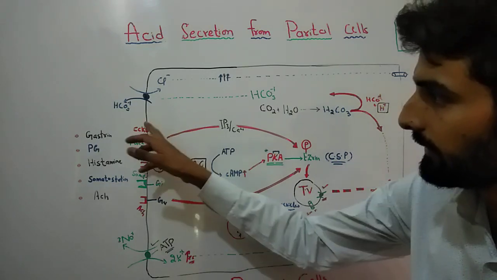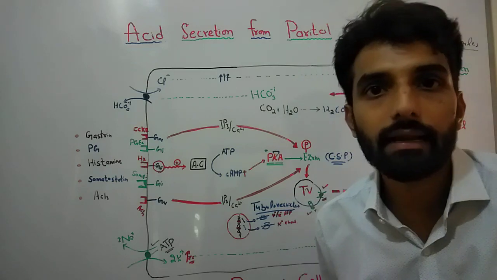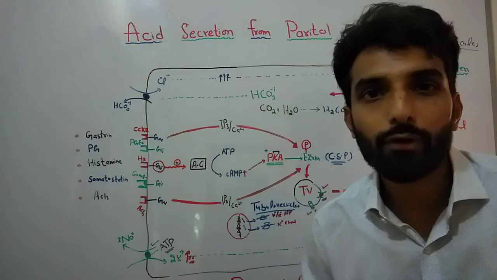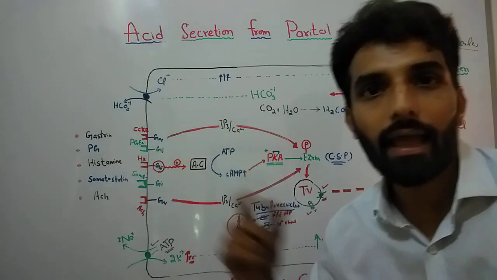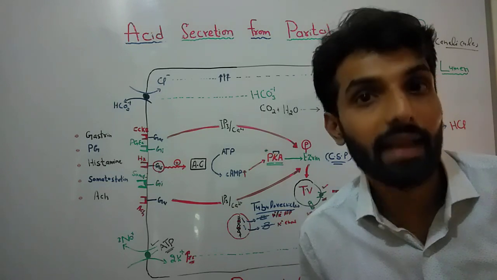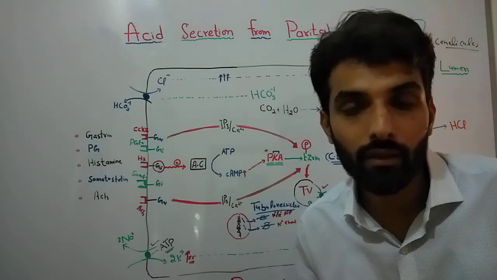Obviously these receptors are linked with the Gq protein, and Gq activates phospholipase C, and phospholipase C will convert inositol bisphosphate into diacylglycerol and IP3. IP3 will act on the smooth endoplasmic reticulum and increase the calcium ion efflux into the cytoplasm.